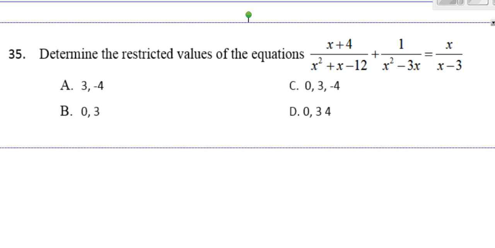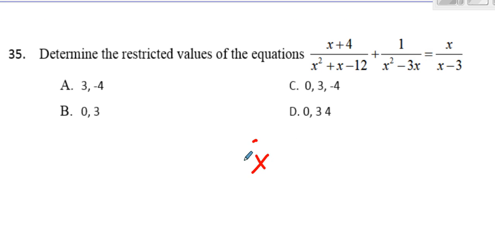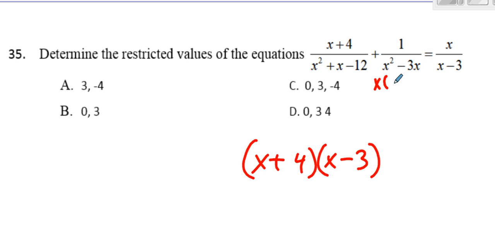Determine the restricted values. It's not asking you to solve it. It's just asking for the restricted values. You cannot divide by 0. So anything that would make the denominator equal 0, that's a restricted value. So factor all the denominators. X squared plus x minus 12. So multiply to be negative 12. That's 4 and 3. It's going to be a positive 4 and negative 3. When you factor this one, you take out an x, you get x minus 3. And then x minus 3 is already there. It's by itself.